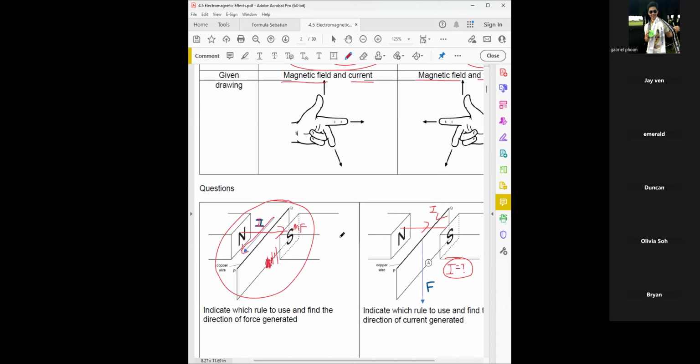So guys, for those who have successfully attempted this, can you attempt this question using your Fleming's left hand rule and tell me will the wire go up or down? Or if you got a funny case, left and right? Do it right now.